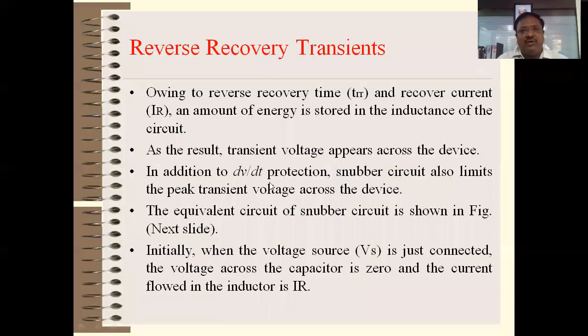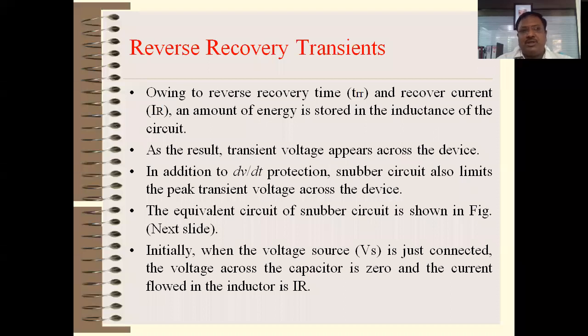Then reverse recovery transients. Due to the reverse recovery time trr, as we know from the turn off characteristics of SCR, we already learned that the turn off characteristics is affected by reverse recovery transients, right? So due to the reverse recovery transients and the recovery current, that is IR, an amount of energy is stored in the inductance of the circuit. As a result, transient voltage appears across the device, right?